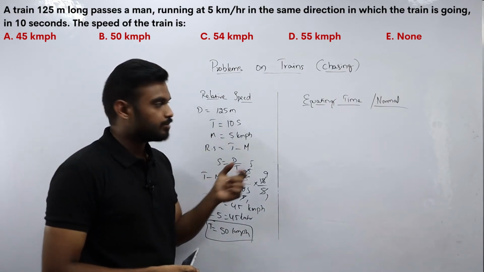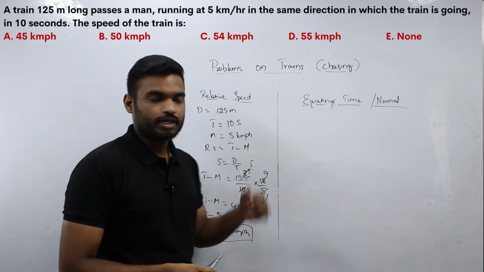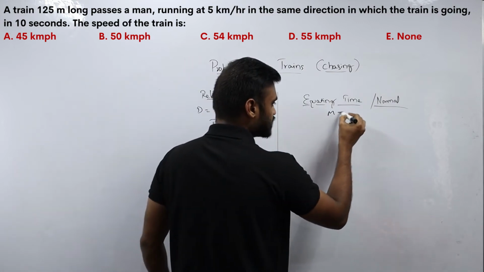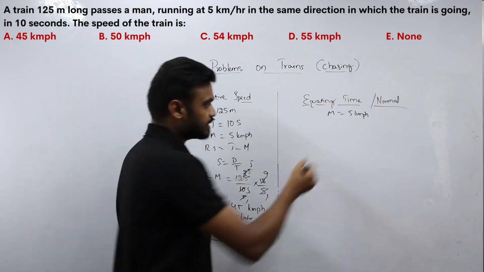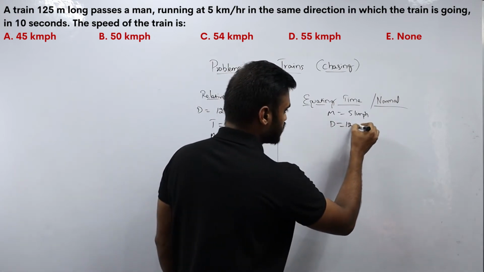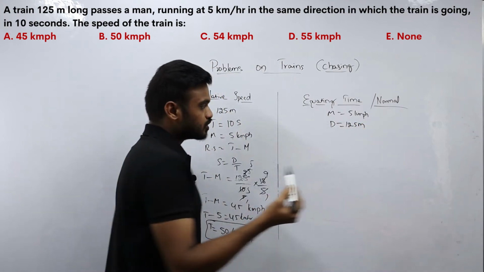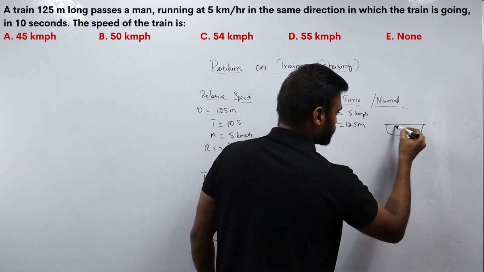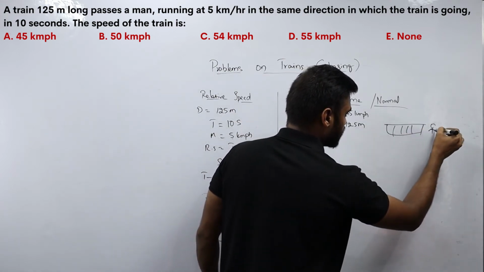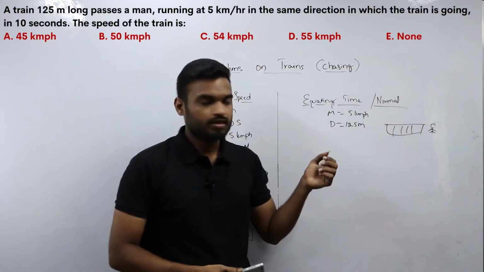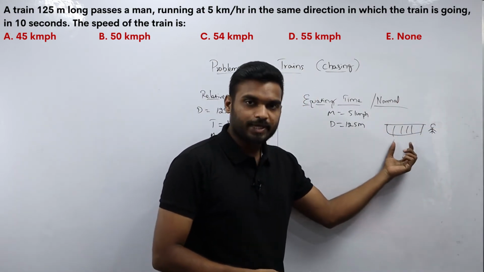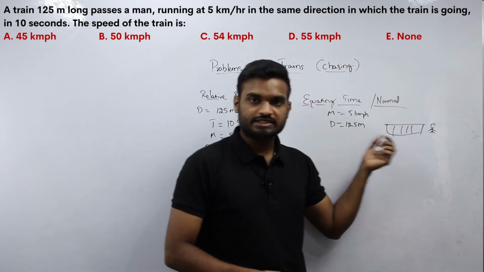Now let's see how to solve the same problem using this equating time method. Here what they have given is the man speed is 5 km per hour, and the total length of the train, that is the distance, equal to 125 meters. Now assume that this is the train, and there is a man here running in front of the train. The train is trying to overtake the man. The total time taken by the train to overtake the man is 10 seconds.